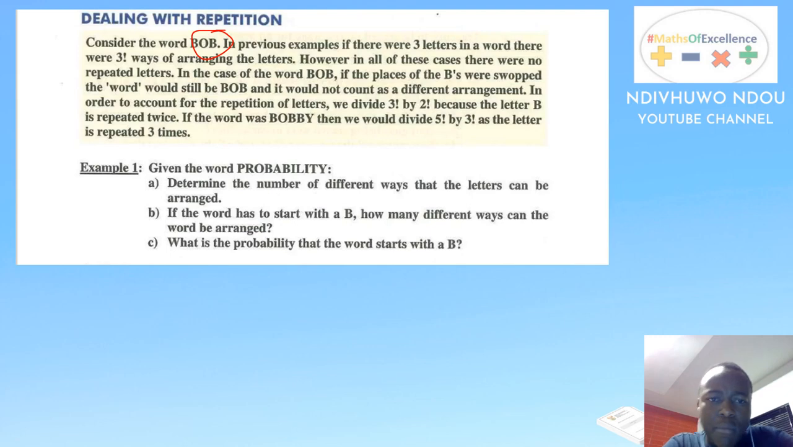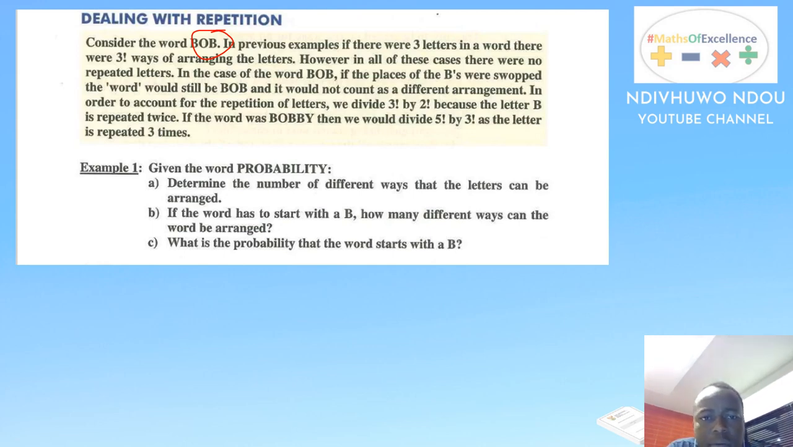In the case of the word Bob, there are places for B, and the B's can be swapped, right? Because which one is the first B, which one is the second B? So we have a repetition here. So remember, we are dealing with repetition, where some letters are repeating.